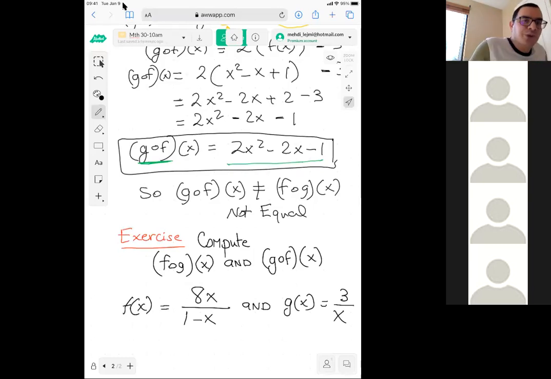And of course, guys, when you compose the functions, you need to simplify your answer, right? Once you have your f composed with g or g composed with f, then you need to simplify your answer. Okay, guys, you have a couple of minutes to think about this exercise. And I'm here to answer your questions, of course.